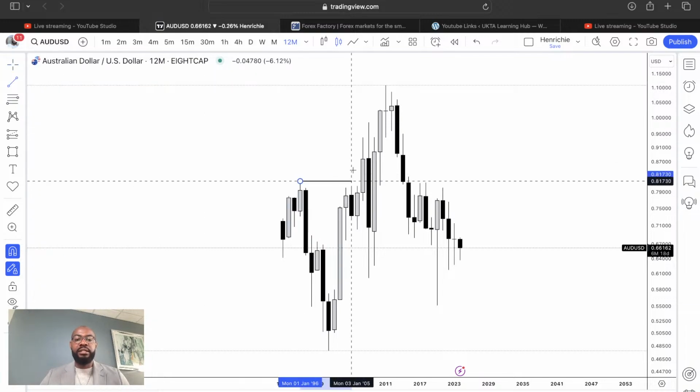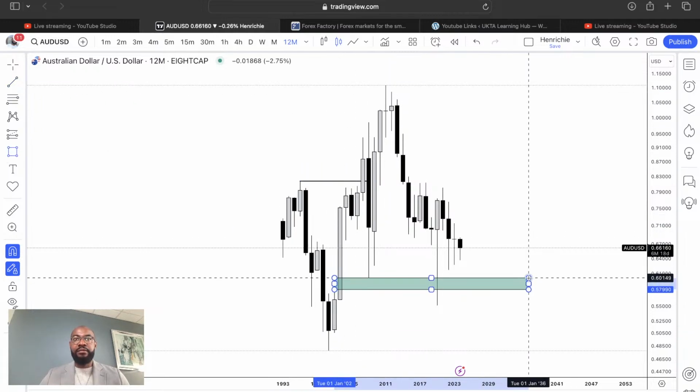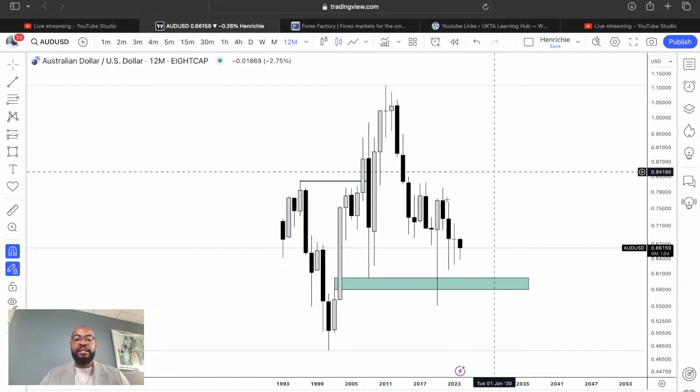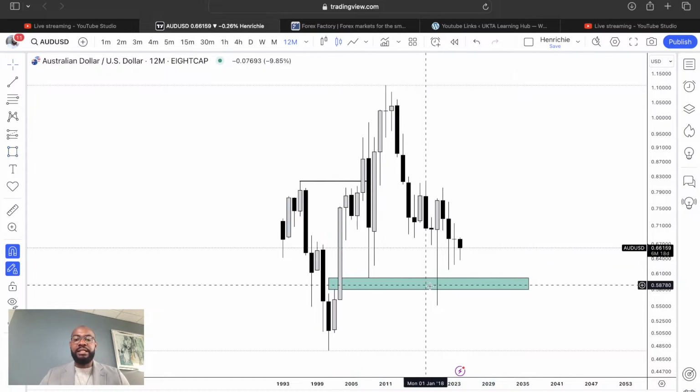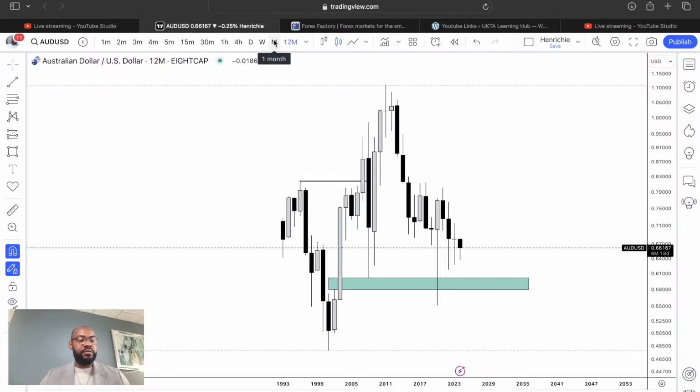the only thing I can see right here is the fact that we have a high right here, and then price broke structure, and as you can see very nicely, we came to the downside, mitigated this key level, took liquidity, mitigated the extreme discount. Next thing we scale to the monthly time frame.